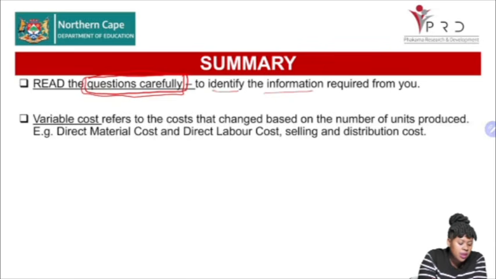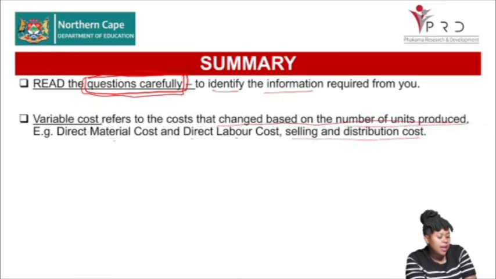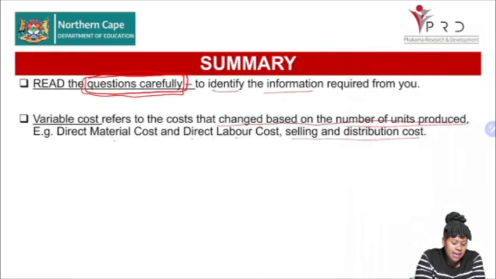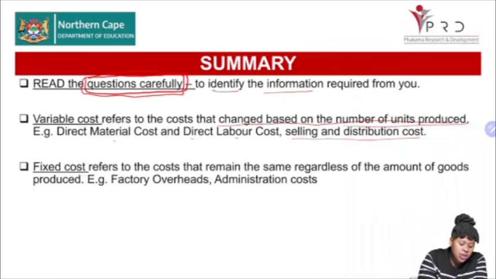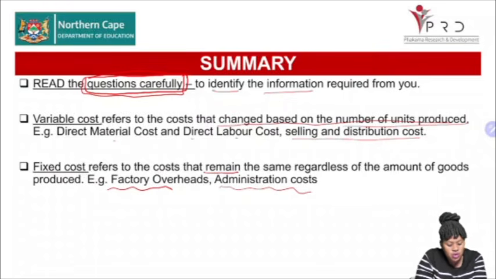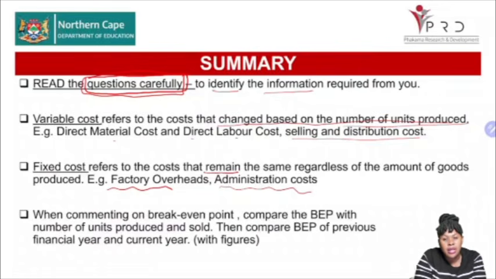Then remember the following, that your variable costs refer to the costs that change based on the number of units produced, e.g., your direct material cost, your direct labor cost, and your selling and distribution cost. As you've seen on the table, it was highlighted that way. Then the next aspect that you need to remember is that your fixed cost refers to the cost that remains the same regardless of the amount of goods produced, such as factory overheads and administrative costs. So you must remember the definitions for these two. That makes it very easy for you to identify certain things that are needed when the examiner is asking certain questions.